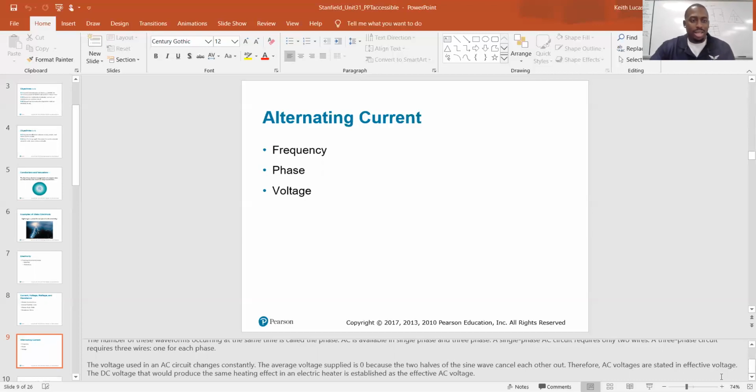But yeah, so the voltage used in an AC circuit changes constantly. The average voltage supplied is 0 because the 2 halves of the sine wave cancel each other out. Therefore, AC voltages are stated in effective voltage. The DC voltage that would produce the same heating effect in an electric heater is established as the effective AC voltage.